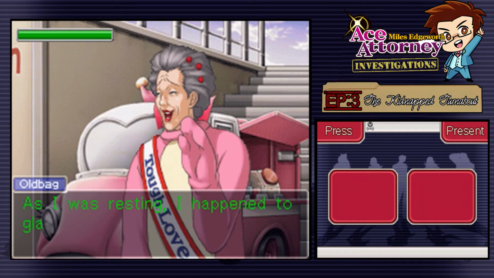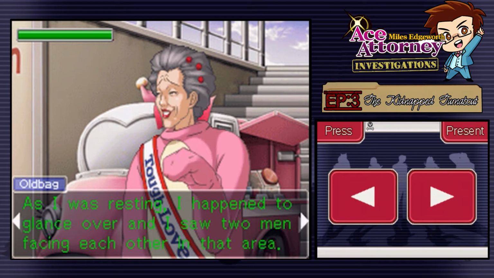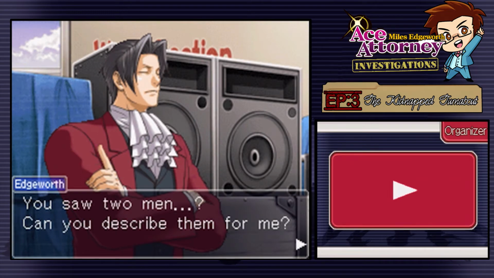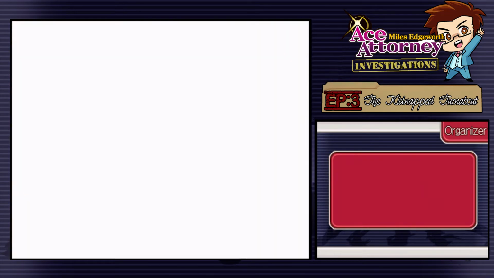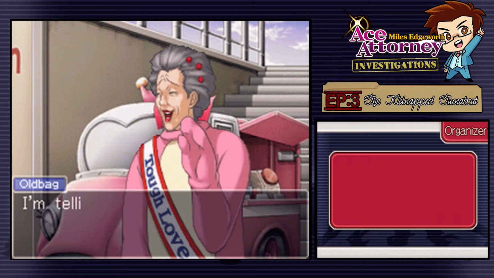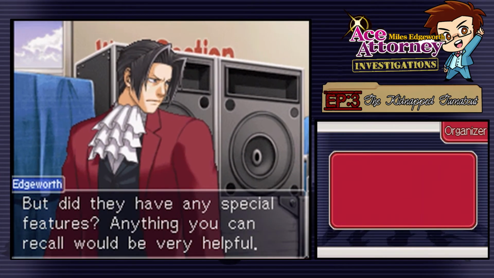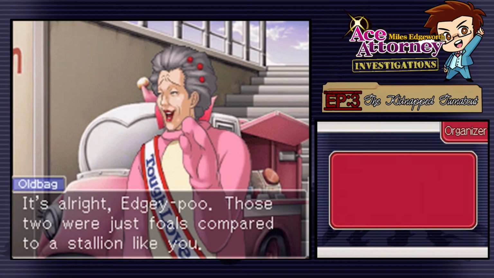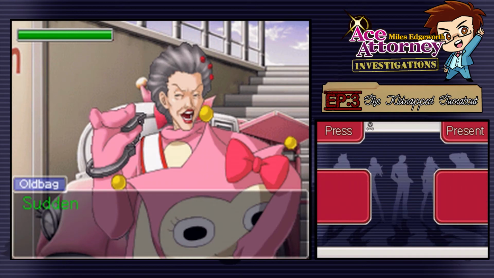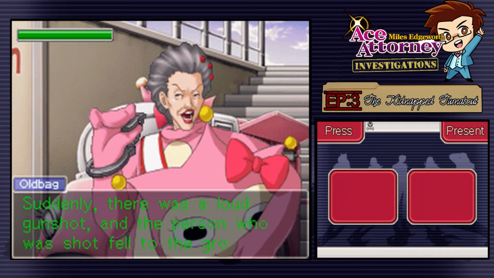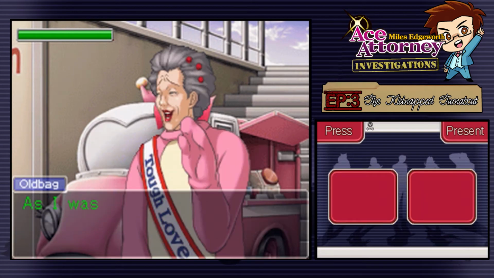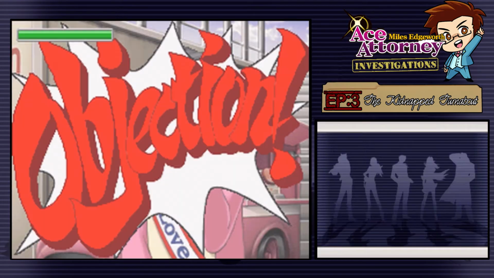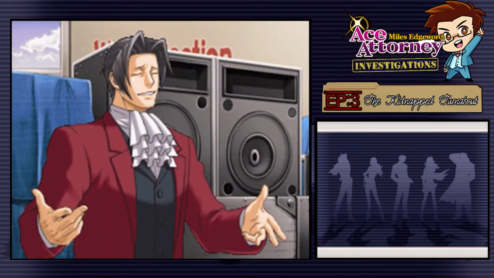Nope. Here it is. This is the one. You saw two men? Can you describe them for me? They look like your average Joes, completely uninteresting. I'm telling you, they were blah blah blah. No features. You're jealous. Pretty worked up. Blah blah blah. We already read this last time. Nope, nope, nope. This is it. Oh, God. I'm losing control. Here it is. Objection! Yes!